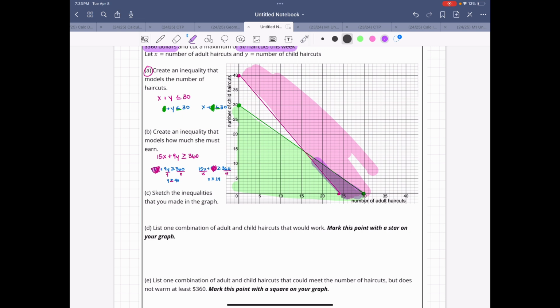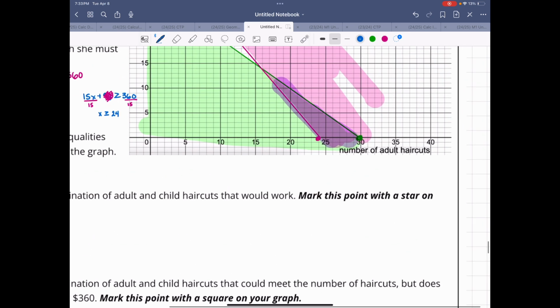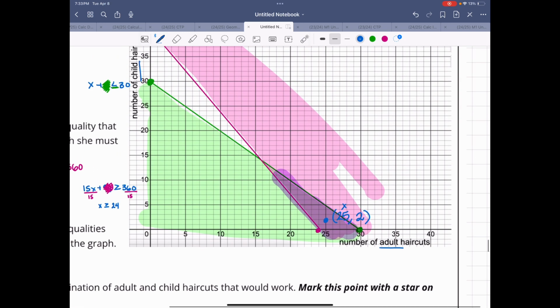So in part D, E, and F, we're trying to describe solutions and non-solutions. D says, hey, list one combination of adult and child haircuts that would work. So we want something that would work, which is going to be in the region that we just graphed here. So you're going to choose any point in that region. For example, I can choose this point here. So that's going to be 25 and 2. 25 is the x coordinate, meaning that's the adult haircuts. 2 is the y coordinate, which means that's the child haircuts.